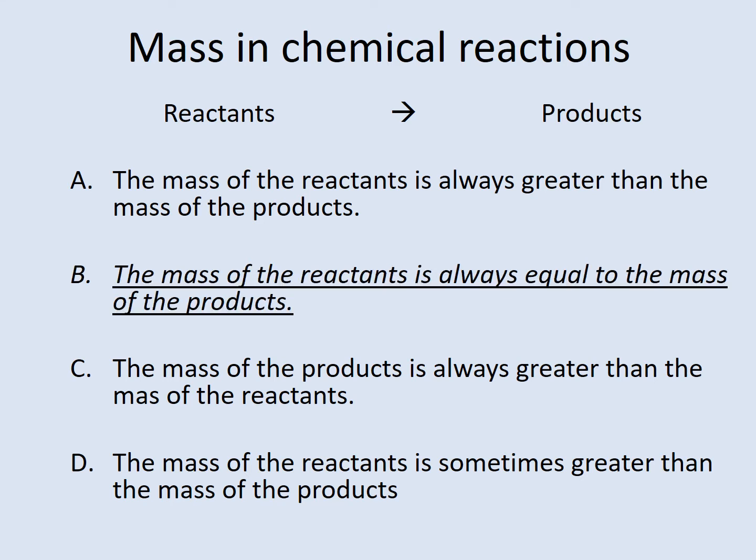Okay, so the answer was B. The mass of reactants is always equal to the mass of products. That's, of course, because in a chemical reaction, all you're doing is rearranging those atoms from the reactant molecules and forming new molecules, right? So the total number of atoms at the beginning and the end is always the same. Therefore, the mass is always going to be the same.